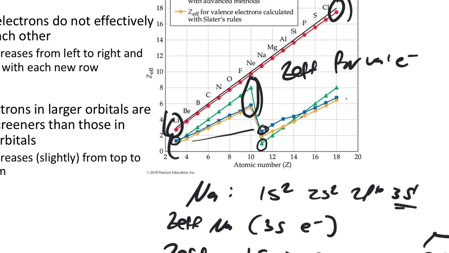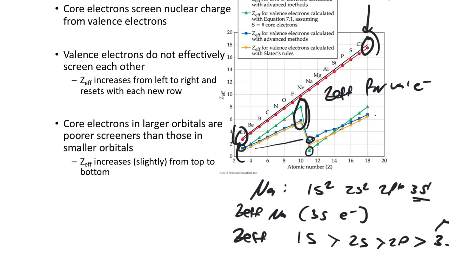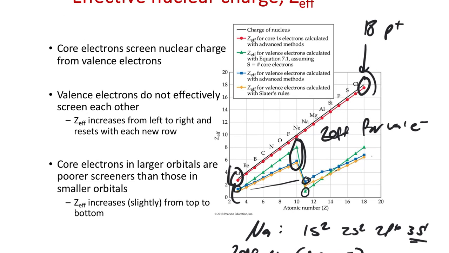Okay, so what can we say? Some of the conclusions I hope that we can walk away with are that our core electrons screen the nuclear charge from the valence electrons. So it's the core electrons that are screening charge. They're absorbing or dampening some of the nuclear charge away from the outer valence electrons. The outer valence electrons do not screen each other that effectively. That's why from left to right, Z minus the core is a good approximation. And then our Z effective is increasing from left to right, and that resets with each row.